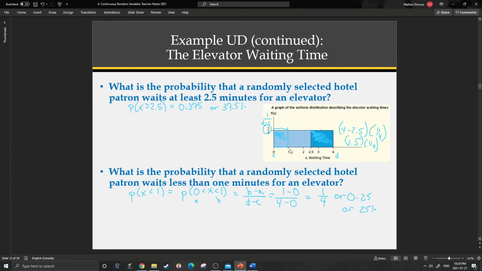Now, what if you just use the picture? Well, the picture means you're finding the area. So length of 1, height of 1/4, 1 times 1/4 is still just 1/4. So no matter how you do these questions, I think drawing a picture really, really helps for uniform distributions. If you don't want to draw the picture, you can use the formulas without drawing the picture. So it's kind of up to you. And that is basically the uniform distribution.